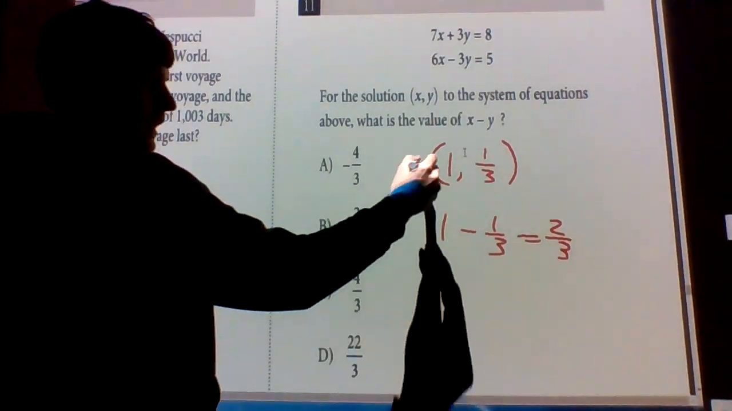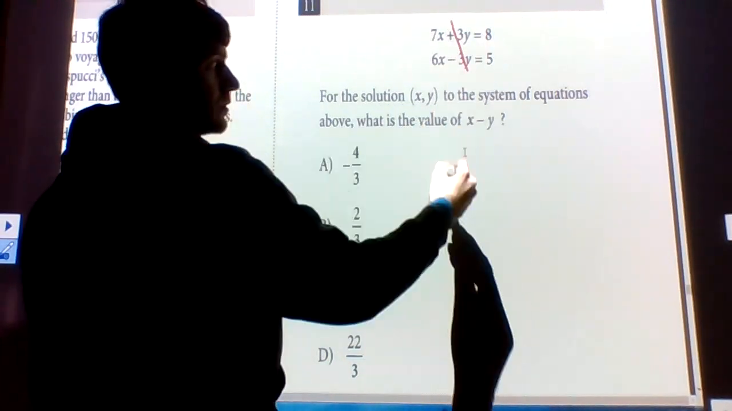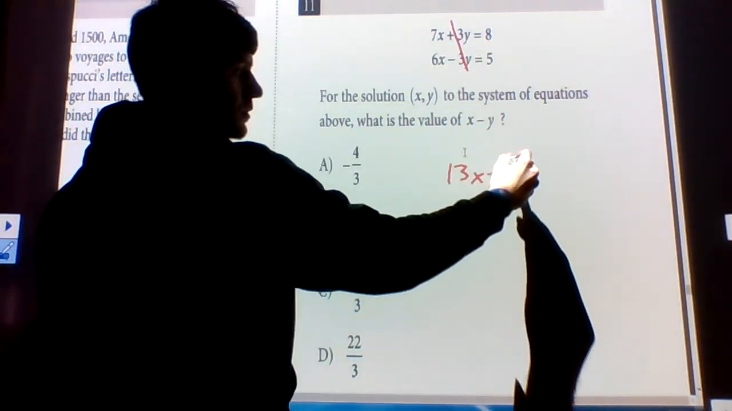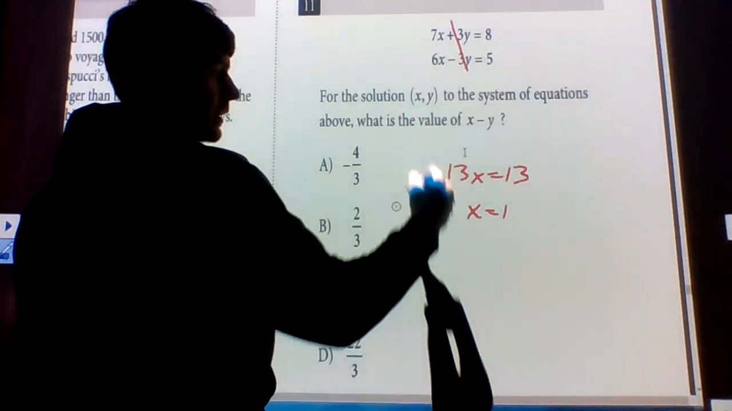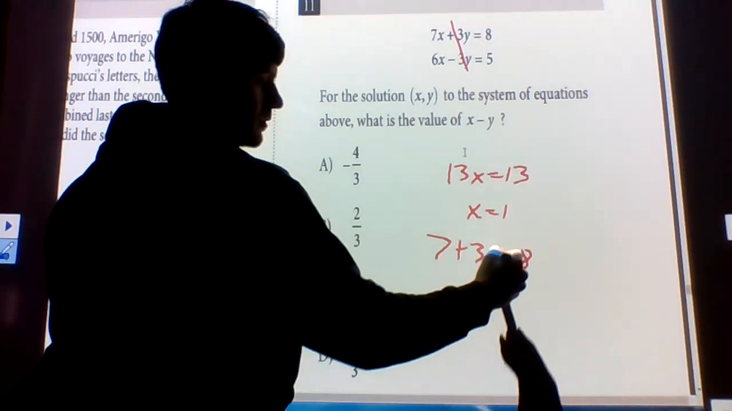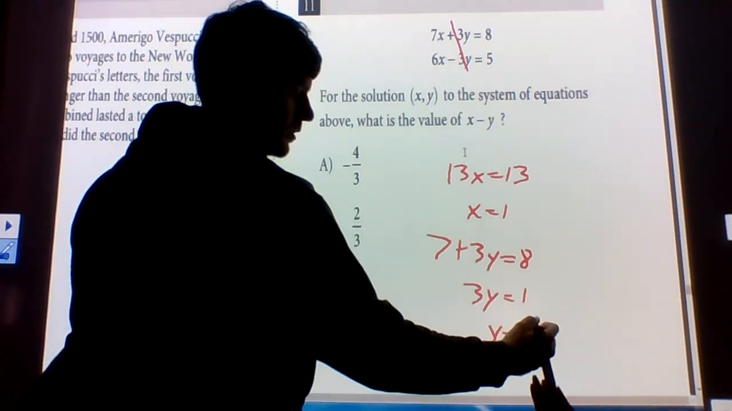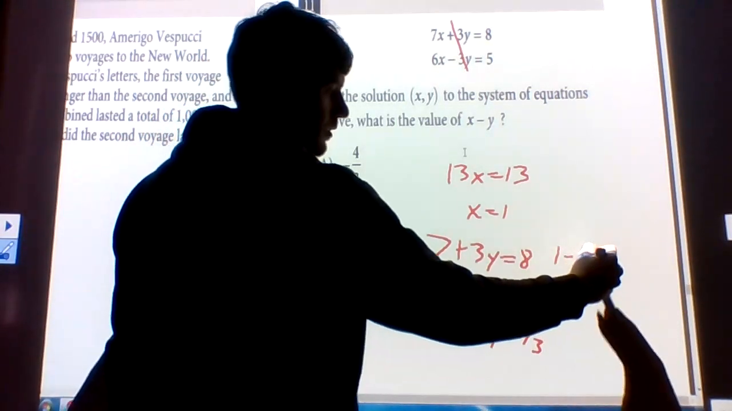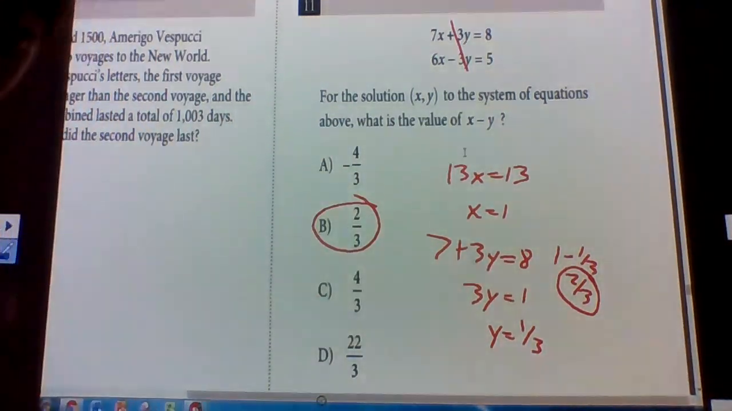If you want to do this by hand, you can do elimination because they're lined up pretty well. Those would cancel and you would get 13x equals 13. So x is going to be 1. Then plug it back in. 7 plus 3y equals 8. So 3y equals 1, so y equals 1/3. And then 1 minus 1/3 is 2/3, which is B.